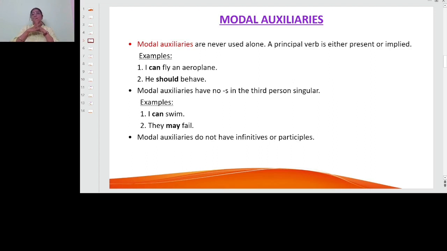Now, we'll see about the modal auxiliary verbs. What are modal auxiliaries? First point, what you have to remember when you think about the modal auxiliaries, they can never stand on their own, or they can never be primary verbs.